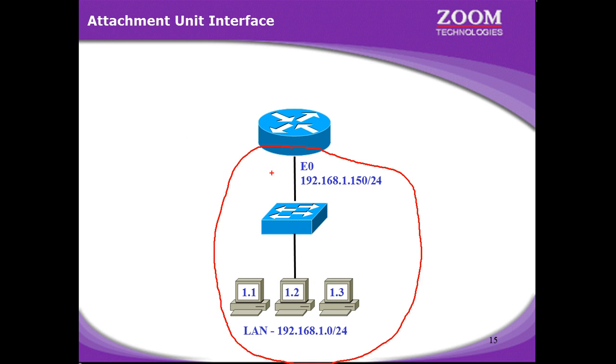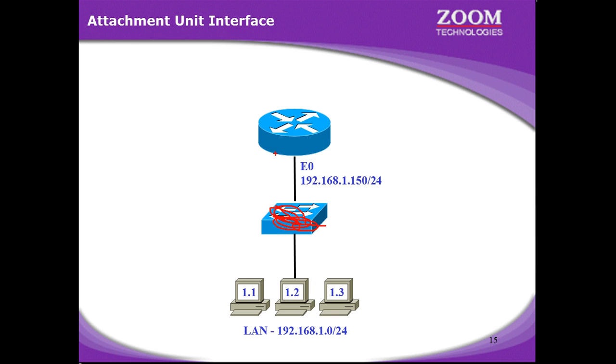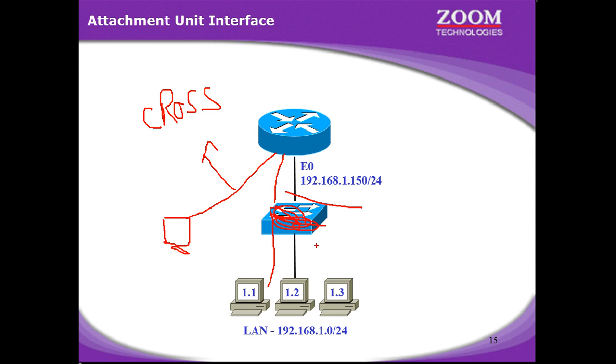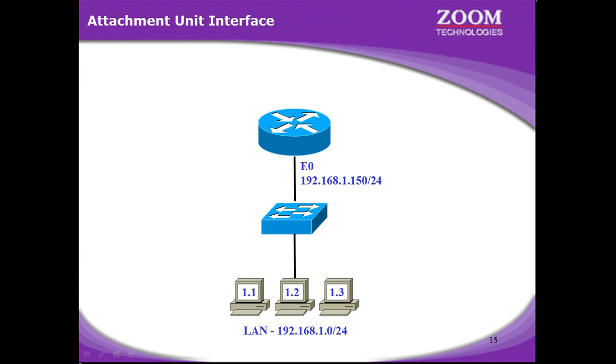Now the other case, when your computer is directly connected with the router, suppose there is no switch here. The cable you need here should be a cross cable if your PC is directly connected with the router. But if your PC is connected with the switch and then with the router, then the cable here is a straight cable, as we can see here.